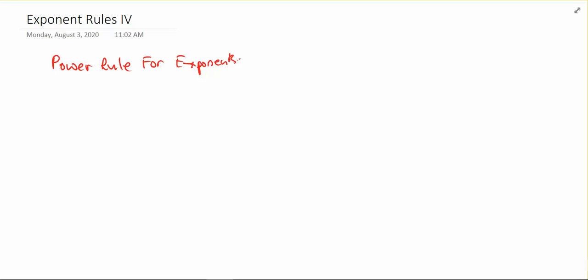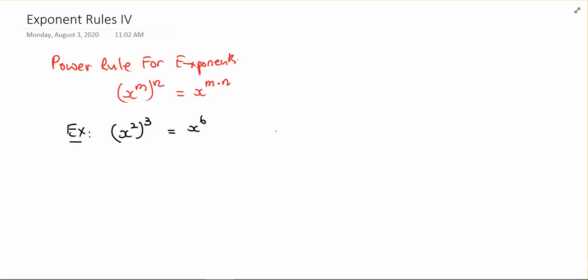Okay, and what does the power rule for exponents say? It says that if you have x to the m to the n, well then that is x to the m times n. Now we can do a little example. We'll use the rule and then we'll look at it and see why does it make sense. So what this is saying is if you had x squared to the third, well then that is like saying x to the sixth. Now why does that make sense?